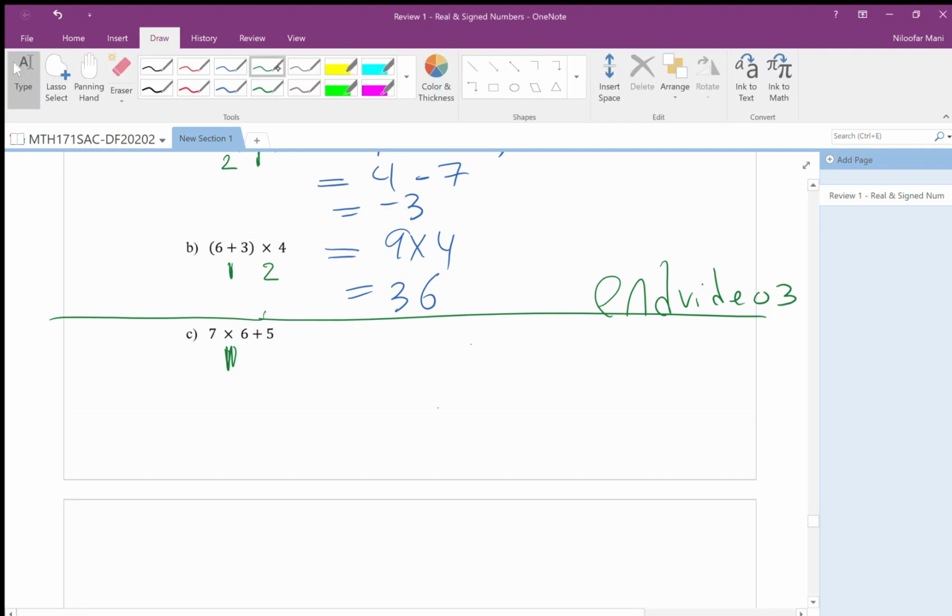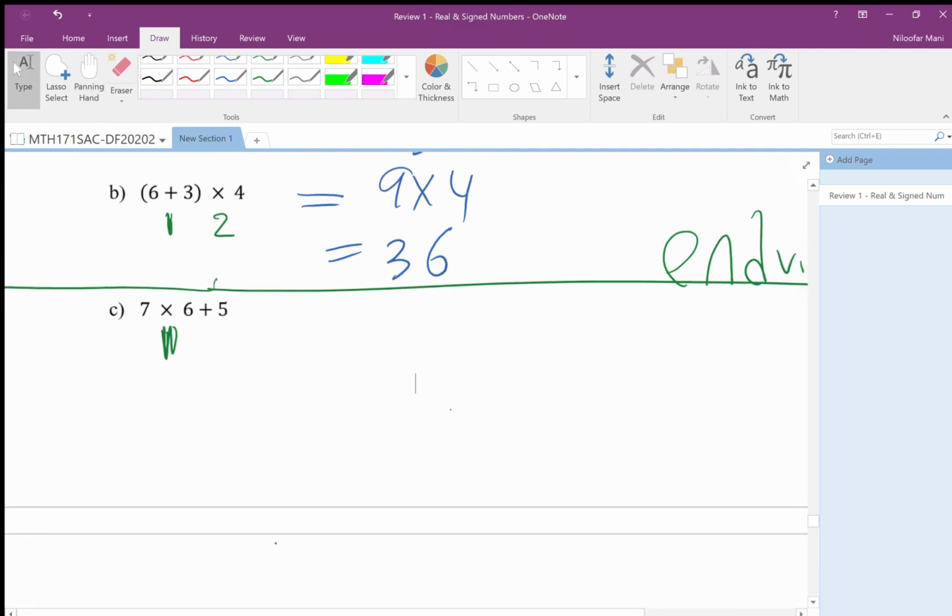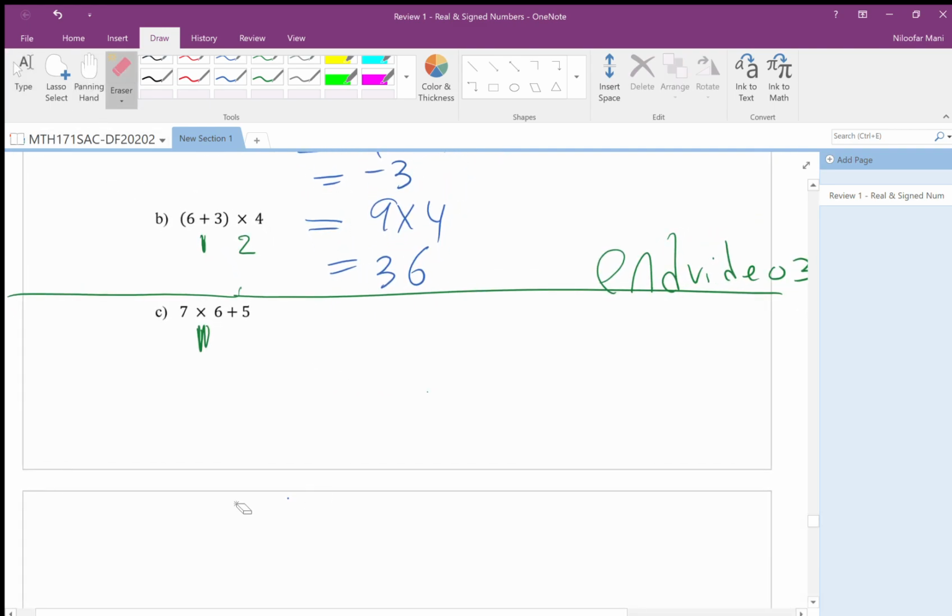Hi again, I continue on the lesson. So here we were doing the order of operations. I don't see any bracket here, so I have to just follow the order. There is no bracket, there is no exponent, so I have to do the multiplication first, because multiplication and division come just before plus and subtract. So this is first and this is next. And the answer is 42 plus 5 equals 47.